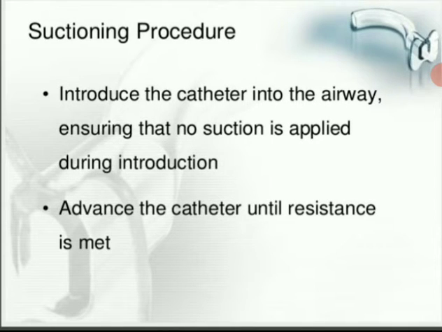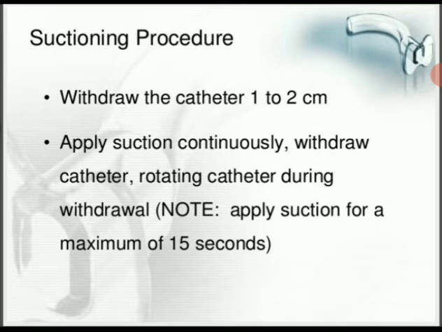Once we lubricate the catheter, introduce the catheter into the airway, ensuring that no suction is applied during introduction. Advance the catheter until resistance is met, and withdraw the catheter 1 to 2 centimeters and apply suction continuously. Apply the suction continuously and withdraw the catheter, rotating the catheter during withdrawal.